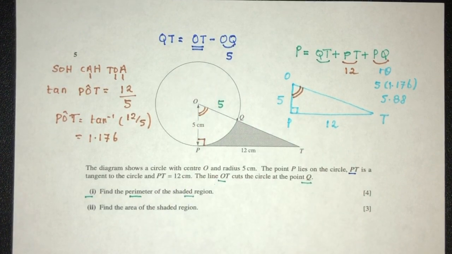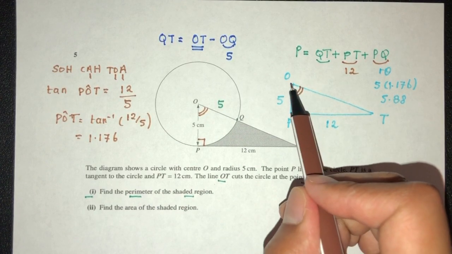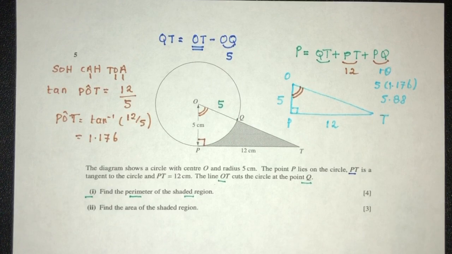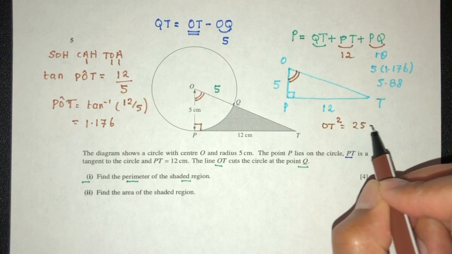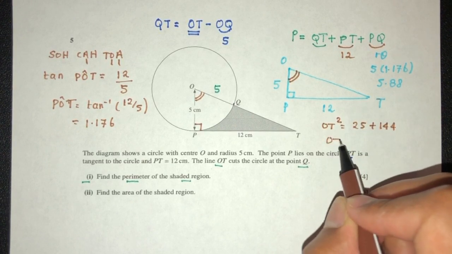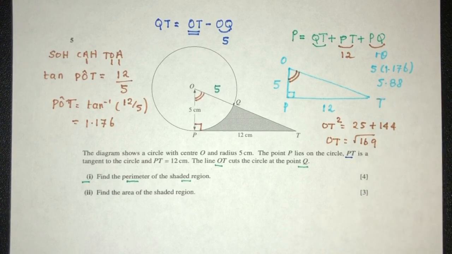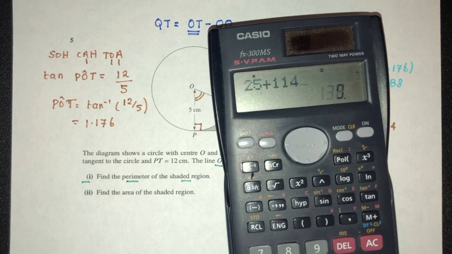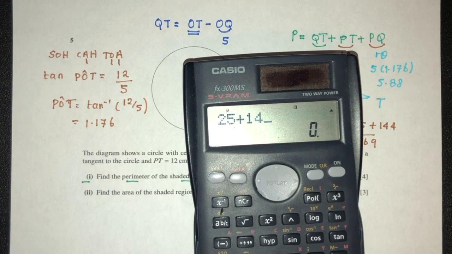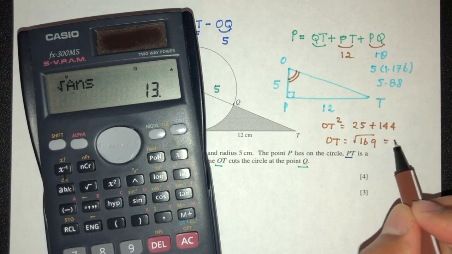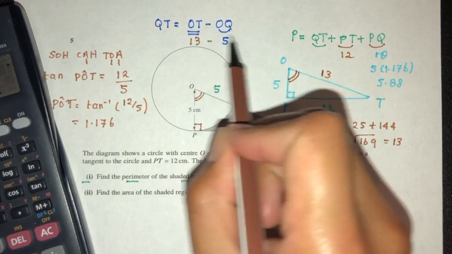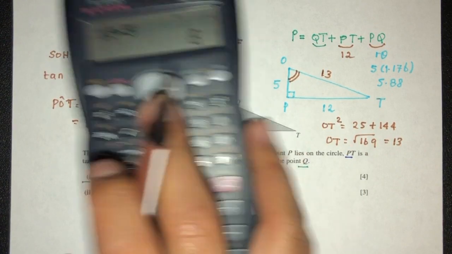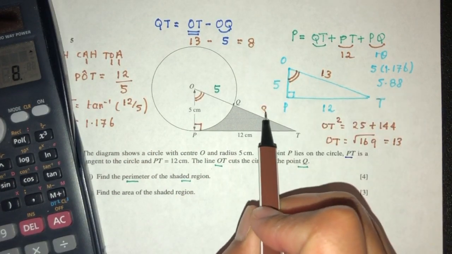Now what is OT? OT can be found by using the Pythagoras theorem. We have this side, this side. It is a right angle triangle, so we can use that. OT square will be 5 square plus 12 square. So OT will be root of 169. Let's check: 25 plus 144 is 169. Root of that will be 13. OT is the value of 13. So you will have 13 minus 5, which is 8. So the value of QT will be 8.